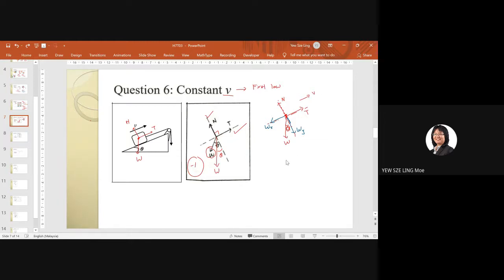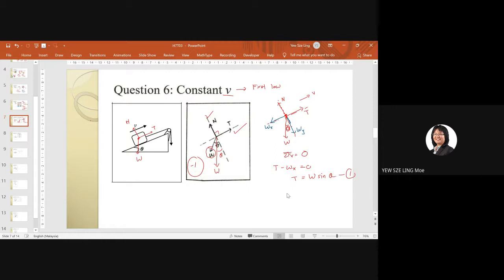So now I want to solve it. I form an equation. Summation Fx equals, constant velocity, so 0. And then what do I have? T minus Wx equals 0. So T is equal to Wx. Now, because my angle is beside the y-axis, therefore for the x component, I use sine theta. So this is my first equation.